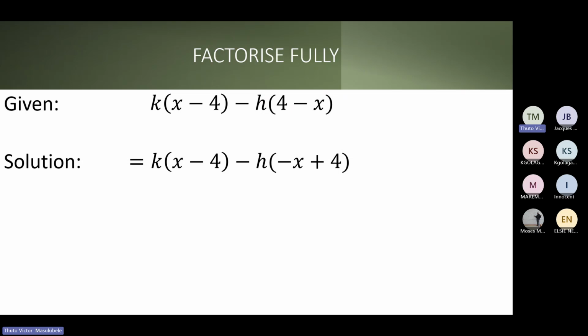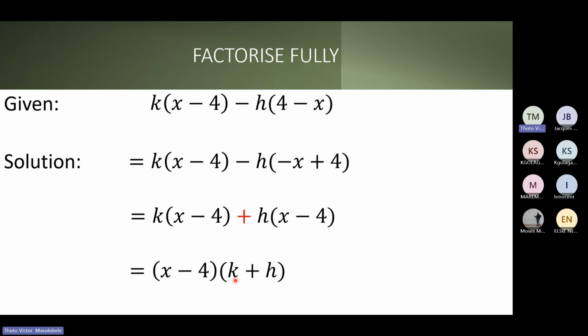We then need to factor out negative 1 from the second bracket. If we factor out negative 1 from the second bracket, negative 1 multiplied by negative h will give us positive h, and we'll be left with x minus 4 in the second bracket. We then realize that x minus 4 is common in both terms, and we take x minus 4 out as the common factor, and then we'll be left with k plus h. Remember, how do you find the terms that are in the second factor? You divide each term by the highest common factor.